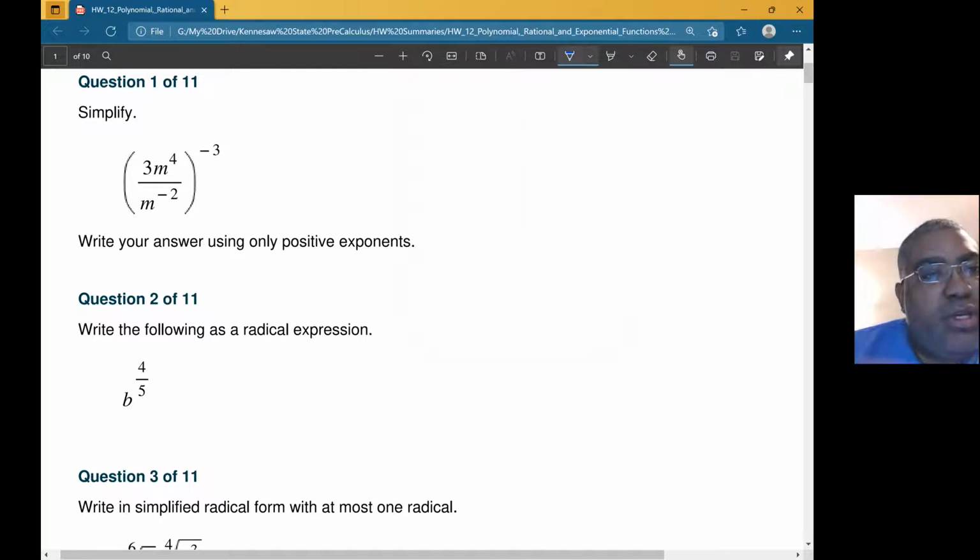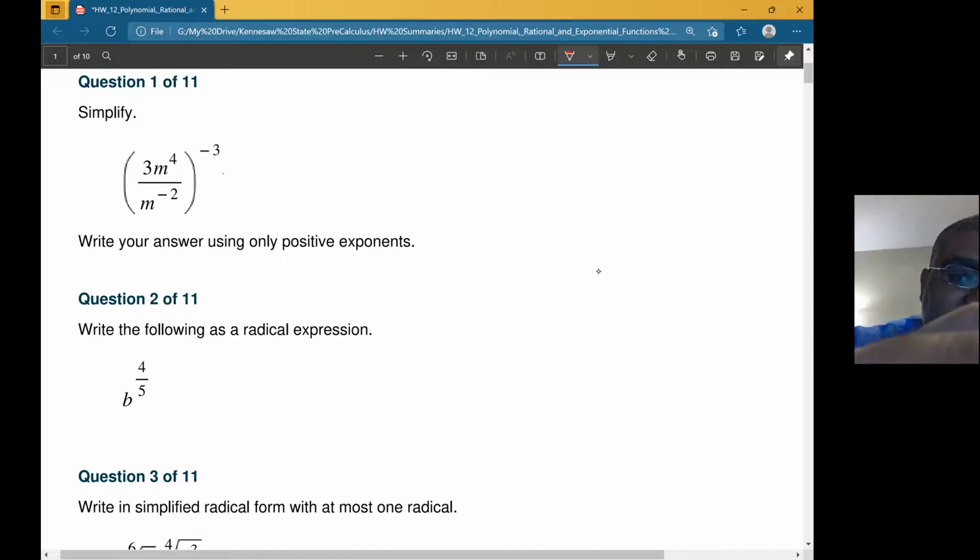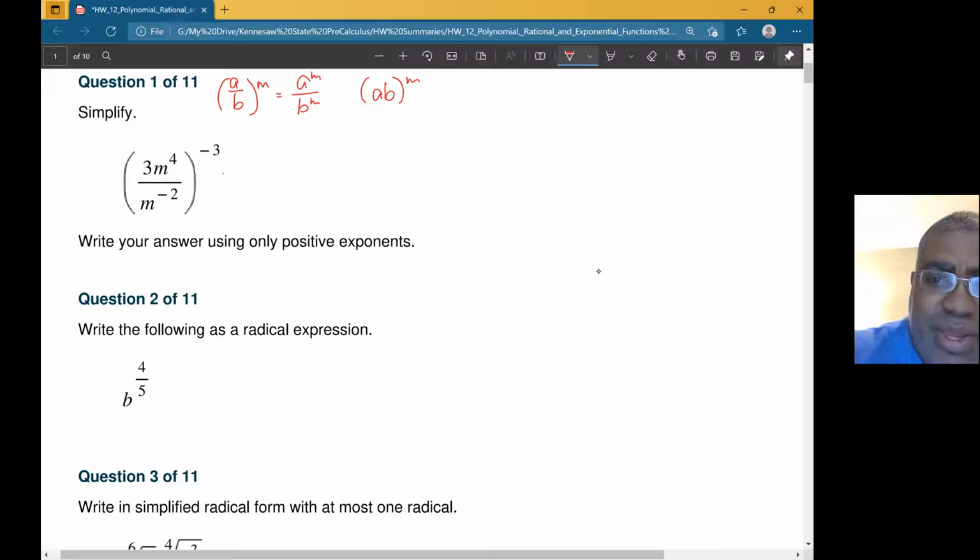Problem number one. Simplify this rational exponential equation. One of the properties that we can use, and I like to write the properties in red, is that (A over B) to the M is equal to A to the M over B to the M. And (A times B) to the M is equal to A to the M, B to the M. Those are two of the big properties that we're using.